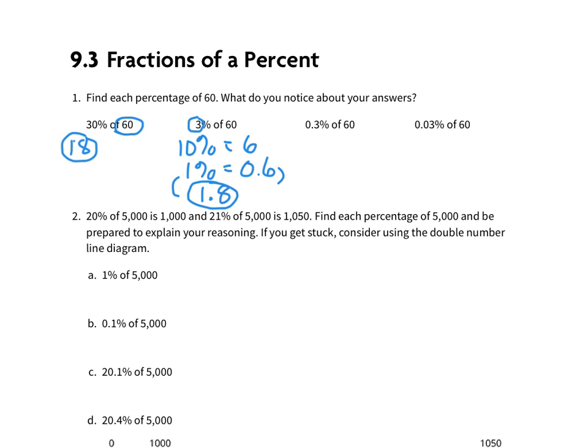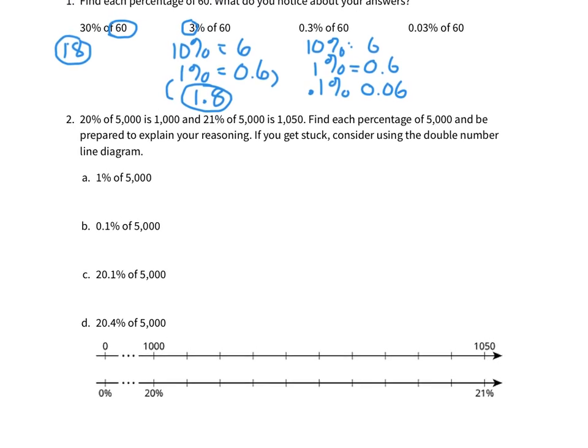How about 0.3%? Well, we can get less than 1%, right? Again, 10% would be 6. 1% would be 0.6. 0.1% would be 0.06. And then I could multiply that by 3 to get my 0.3%, and so on. So finish this one up. And then let's look at this next question.